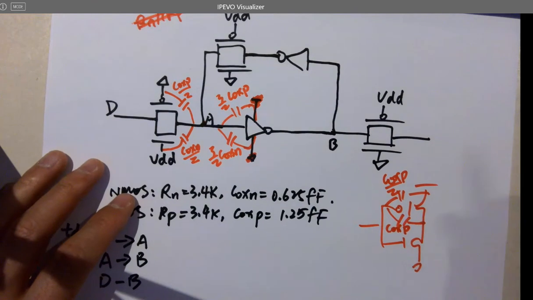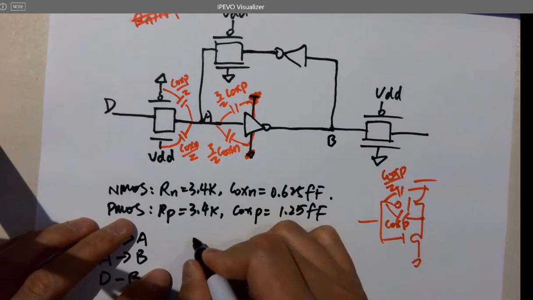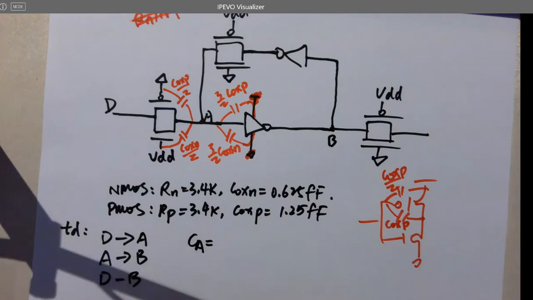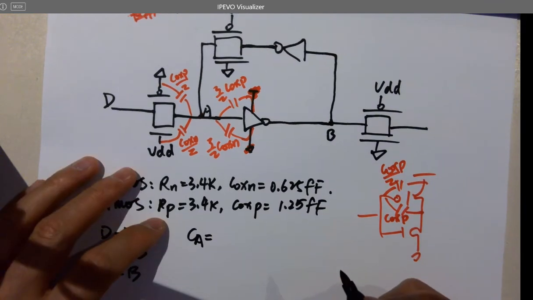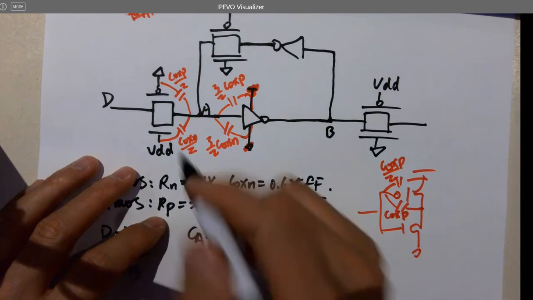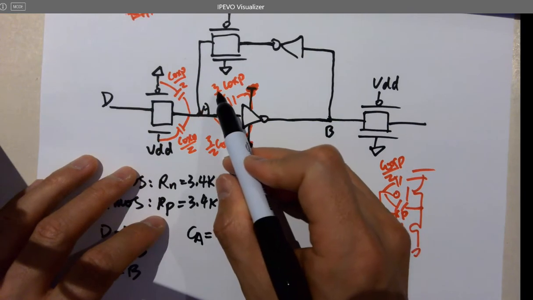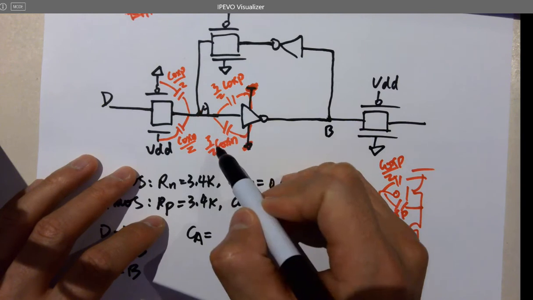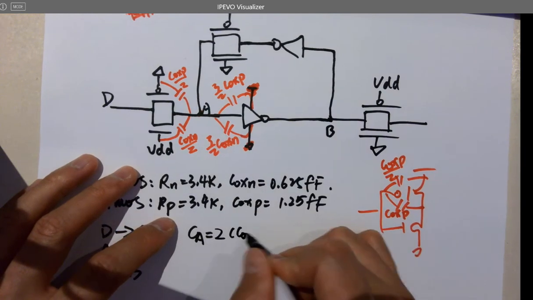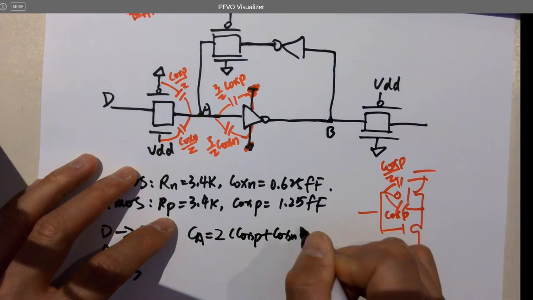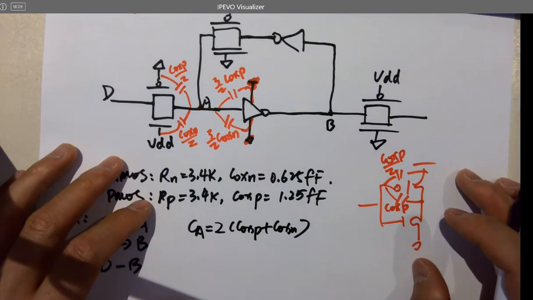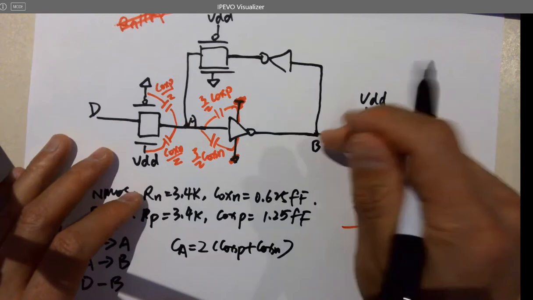So for CA, if we label it as CA, so CA equals 2. So half plus 3/2, so 4/2 will be 2 times cox P and 2 times cox N. So eventually it's going to be 2 times cox P plus cox N. So what about the resistors? Before we do that, let's look at point B first.